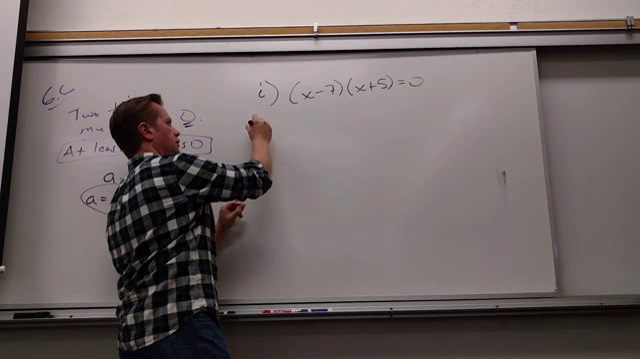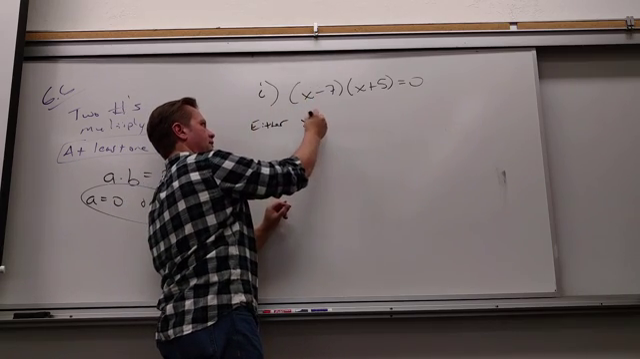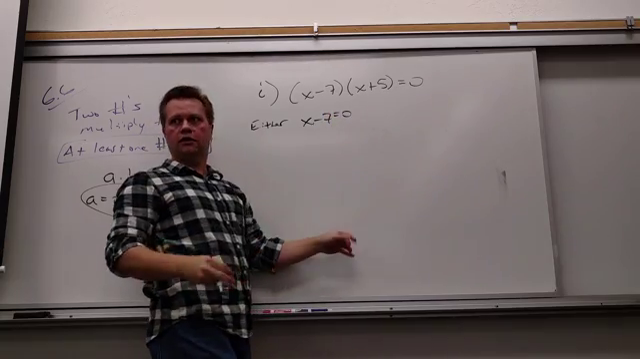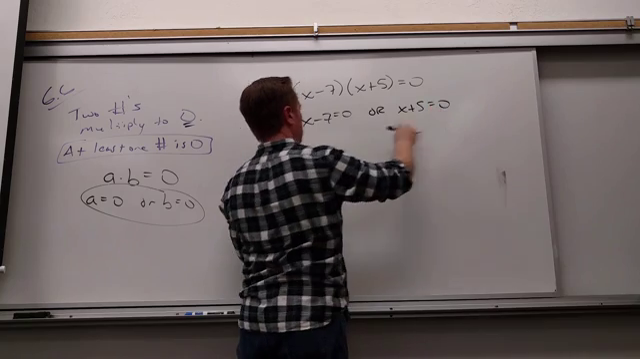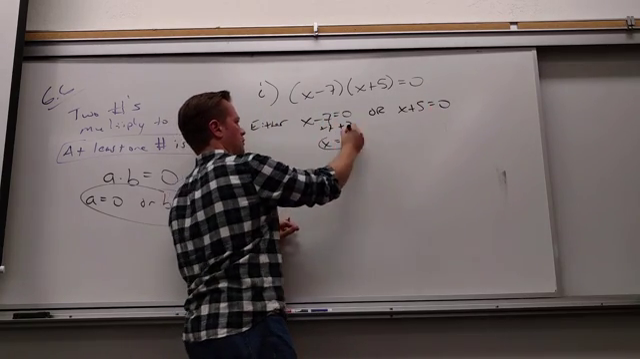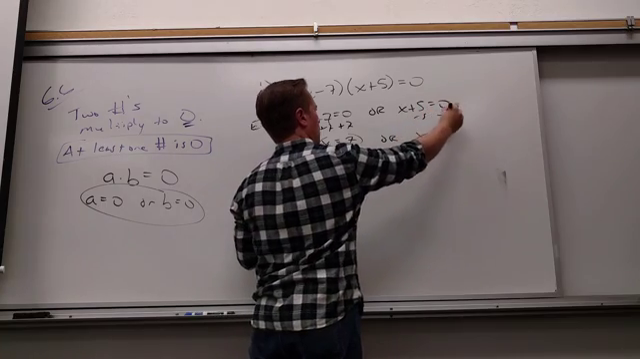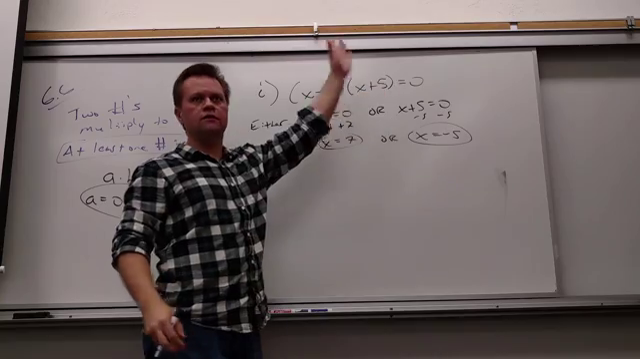Beautiful. So either this one is 0, so how would you write that? X minus 7 equals 0. Either X minus 7 is 0, or X plus 5 is 0. So what's this give me? X equals 7, or X equals negative 5. Cool. And of course, negative 5 plus 5 is?